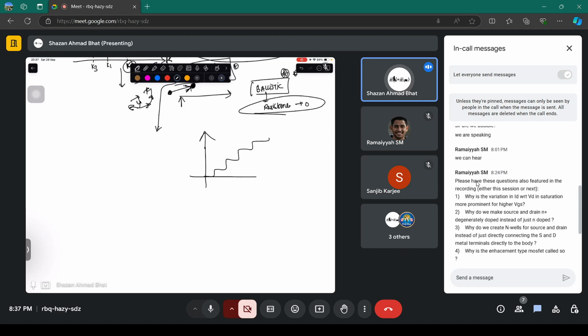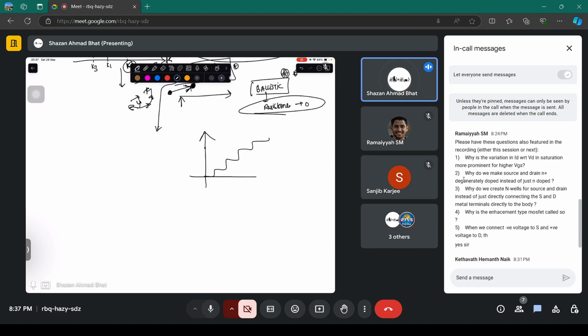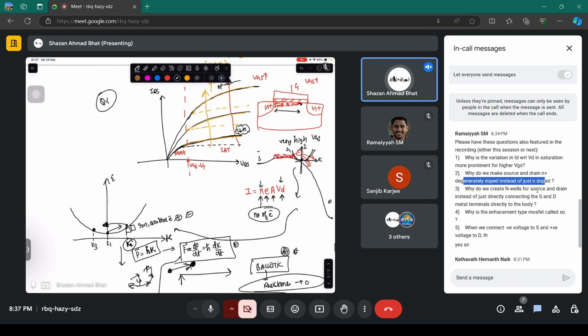So let me answer his second question. Why do we make source and drain N plus degenerately doped instead of just N doped? Okay, it's a good question again. I talked about it. Basically, you dope it highly because these are just like probes. Probe means you just connect two terminals here, and the terminal is metallic, and the metallic has to connect with this region. So in order for the regions to be similar to that of a metal, you dope it very high so that there is very little difference in the Fermi levels and the mismatch between a metal and a degenerately doped semiconductor.